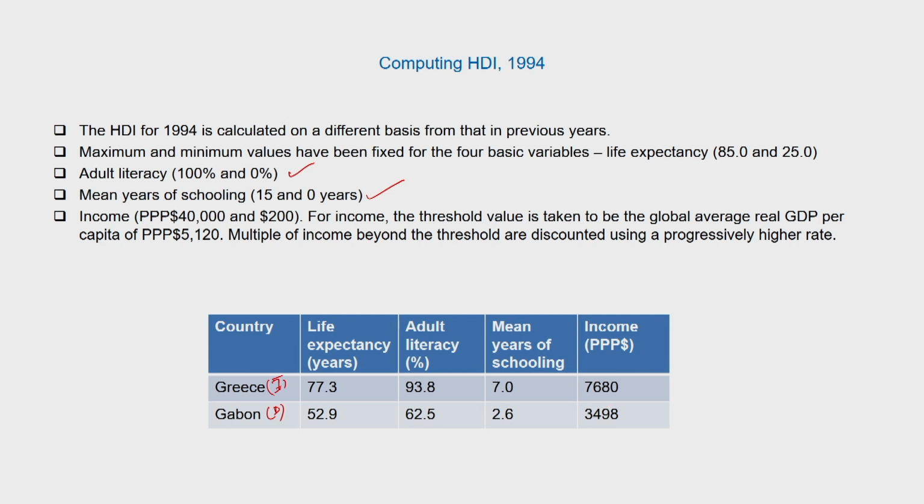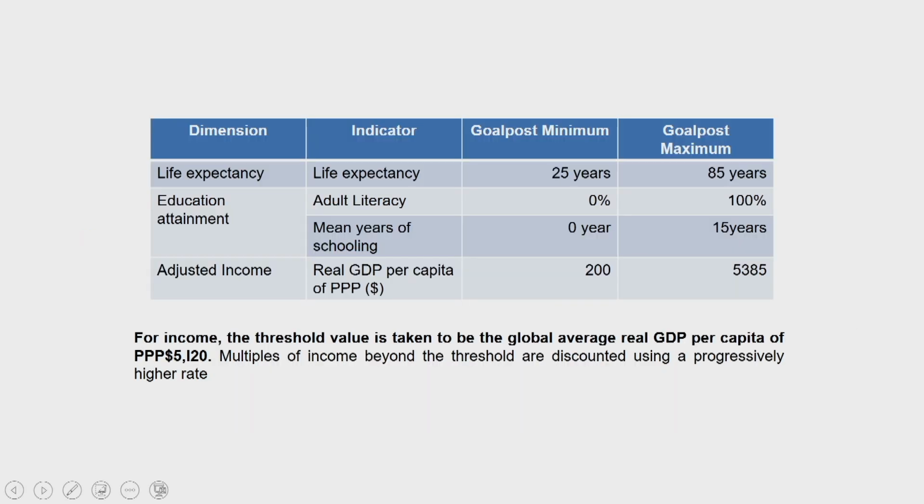The income of Greece is almost double that of Gabon. Now these are the dimensions: life expectancy, education attainment, adjusted income, and these are the goal posts. In 1994 the goal posts were fixed, the minimum and the maximum. The minimum life expectancy was fixed at 25 years, and the maximum at 85 years.